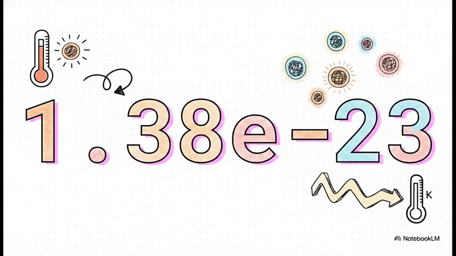This is the constant K, and it basically just acts as a handy everyday conversion factor between the raw kinetic energy of a molecule and what we artificially call a degree Kelvin on a thermometer.